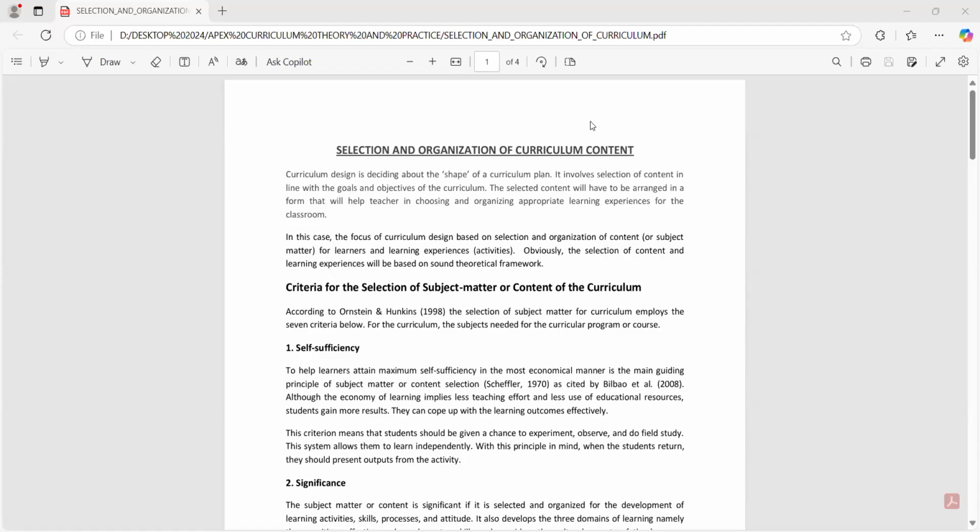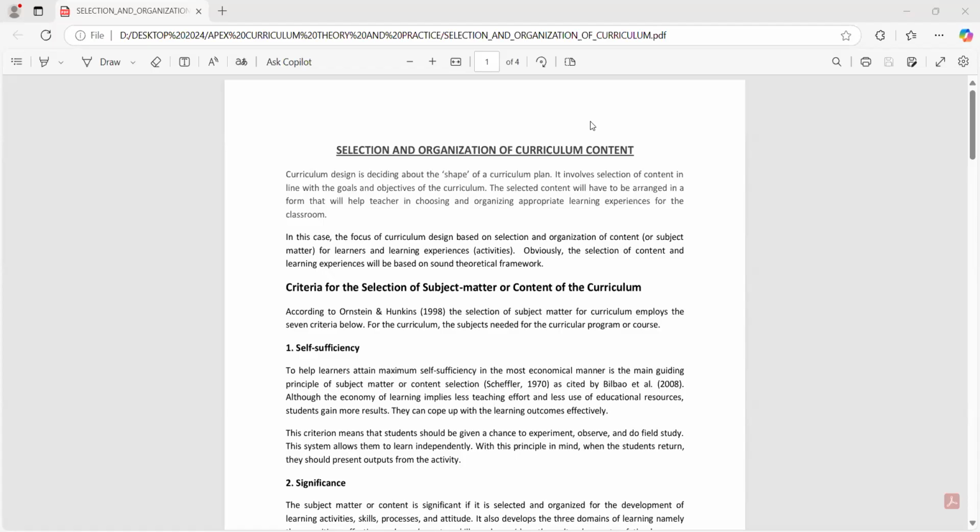I will read the rest and then explain. In this case, the focus of curriculum design is based on selection and organization of content for learners and learning experiences. Obviously, the selection of content and learning experience will be based on a sound theoretical framework.